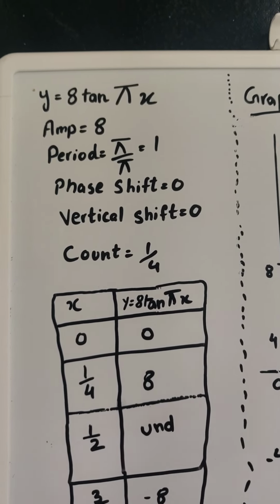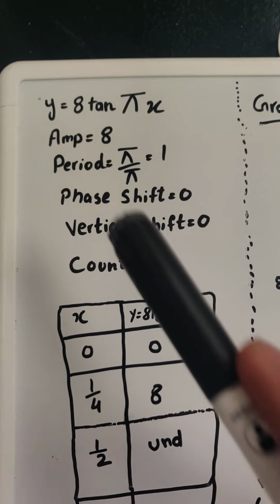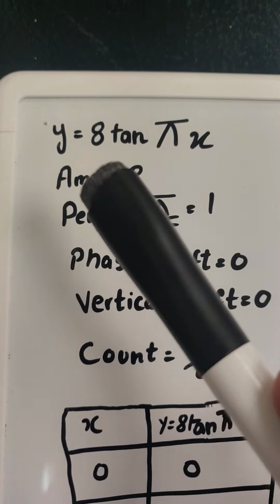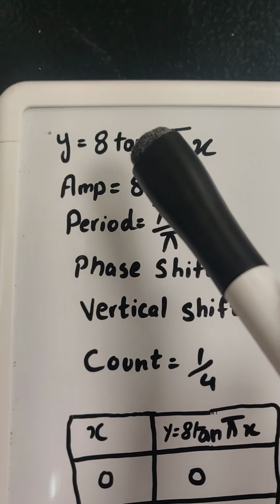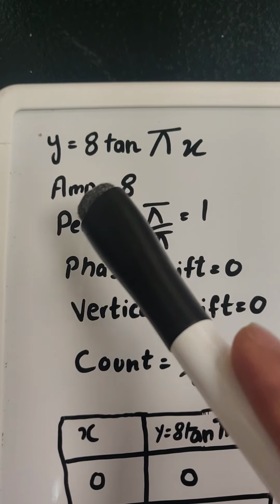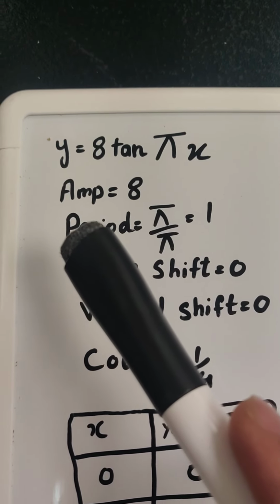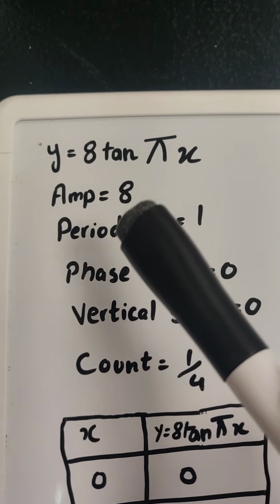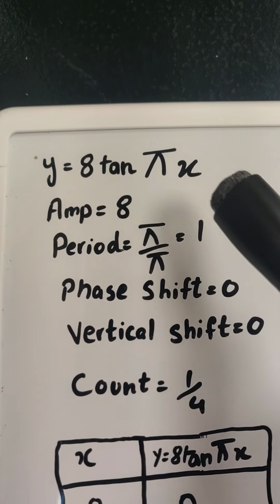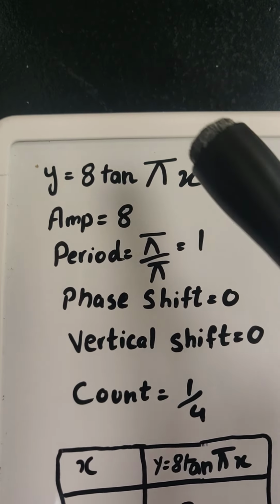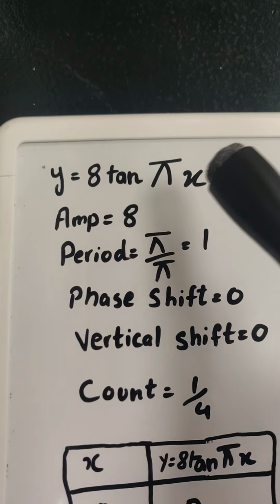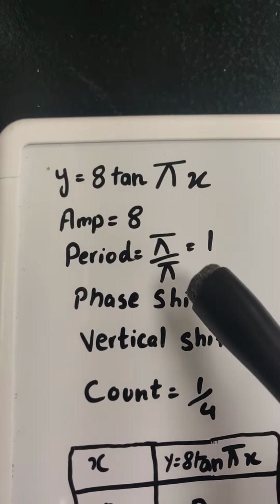I'm here to make the graph for y equals 8 tan(πx). If we remember the general formula, the first thing that comes before the function is the amplitude, which is positive 8, so the amplitude is 8. Now we have to find the period. The period is the cycle. Tan's cycle is π in total, so we divide π by b. In the general formula, the thing that comes after the tan is b, so π over π is 1.